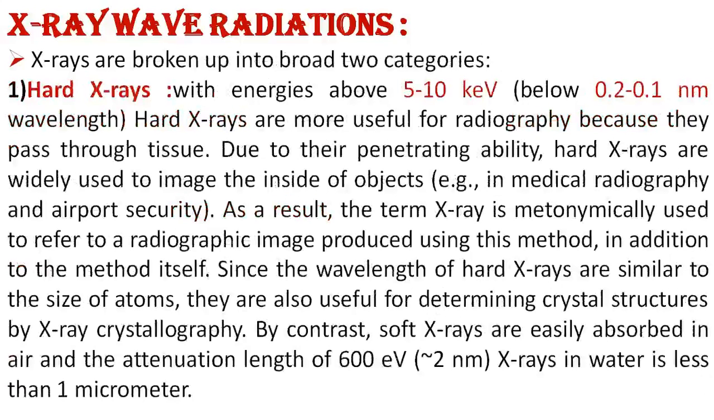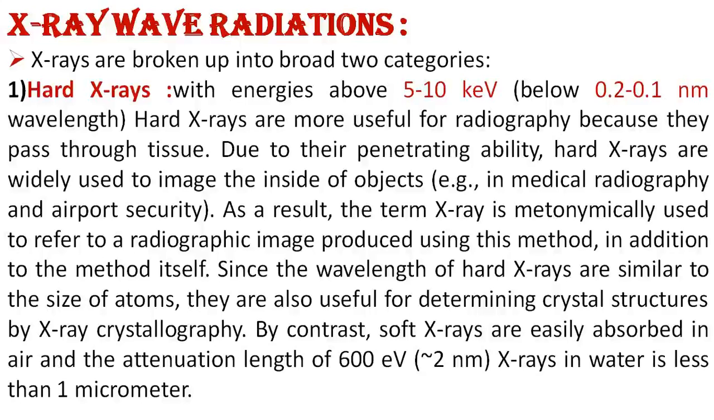X-rays are broken into two broad categories. The first one is hard X-rays, with energy of 5 to 10 kilovolts and wavelength of 0.2 to 0.1 nanometer. Hard X-rays are more useful in radiography because they pass through tissue. Due to their penetrating ability, hard X-rays are widely used to image the inside of objects, for example in medical radiography and airport security.